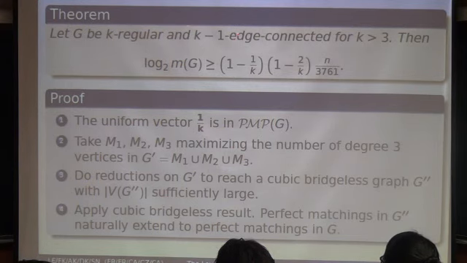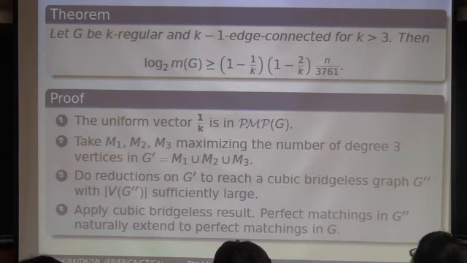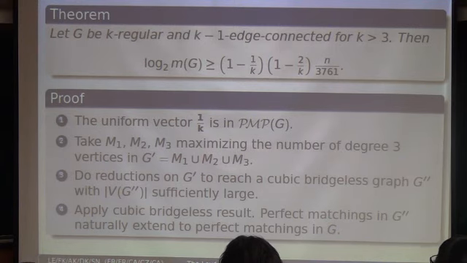So the fact that the graph is k-1 edge connected tells us that the uniform vector 1/k is in the perfect matching polytope, because you're not going to have any odd cut on fewer than k vertices. So you take perfect matchings, and you take 3 perfect matchings, and you maximize the number of degree 3 vertices in their union, right? So probably some of you can already see where this is going. We can actually do this so that the union induces a large cubic graph.